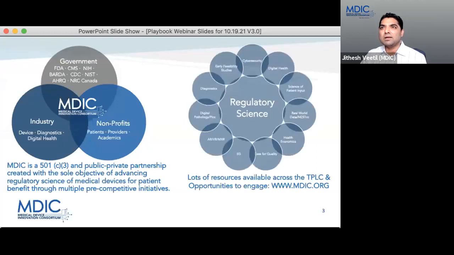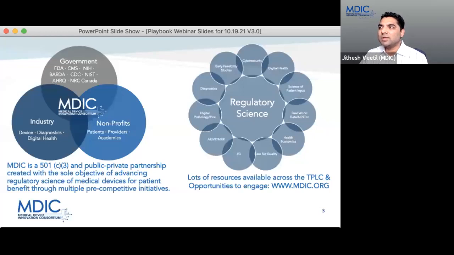As you can see here, we have three broad categories of members, which include government agencies like FDA, CMS, NIH, and so on, including international regulatory agencies, and then industry, which includes device and diagnostic manufacturers, the digital health sector, as well as wellness products. And of course, patients and patient advocacy groups are part of our major stakeholders, along with academics and other non-profit organizations.